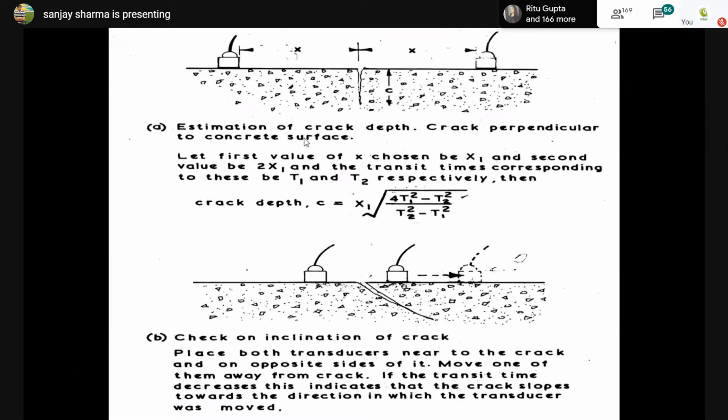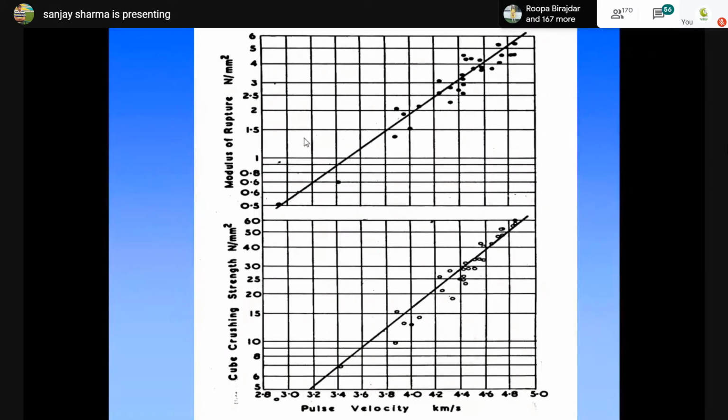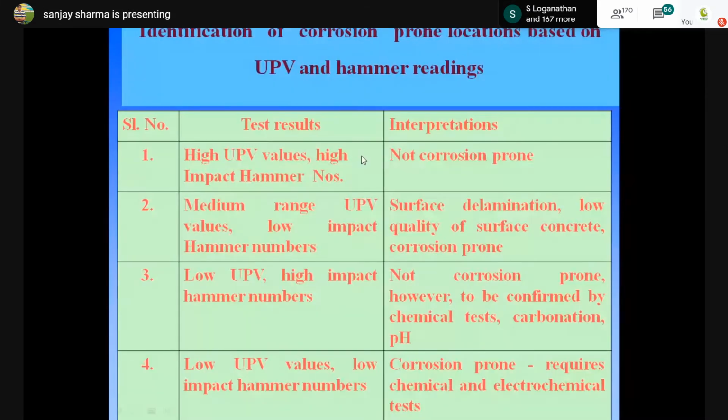And after repair also, you have to follow the same procedure, because if there is any crack after that, if you are getting zero, only then your repair is successful. You can go for cube strength and all that. Also, you can generate your own graph with respect to your pulse velocity, and you can find out what strength is basically achieved at the site also.